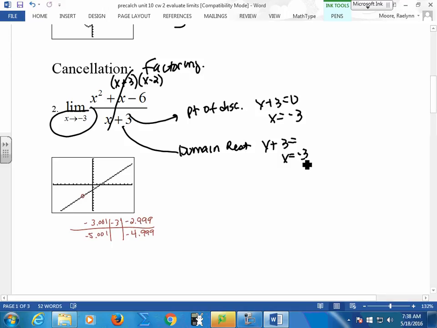So it's either going to hit me at an asymptote, or it's going to hit me at a point of discontinuity. A point of discontinuity is removable. An asymptote is not. And we'll do a case of an asymptote when we actually hit without boundaries, technically.